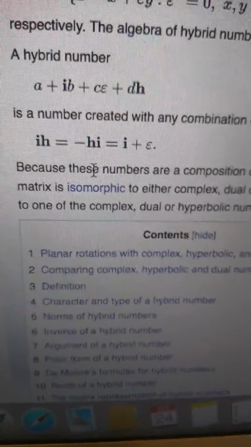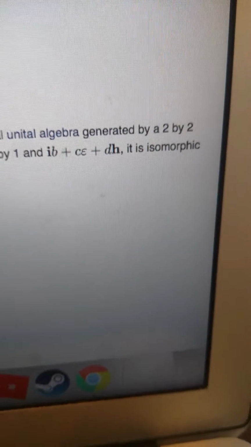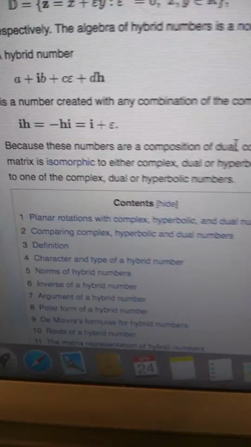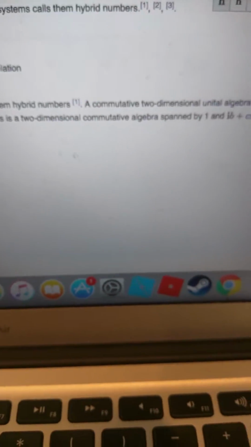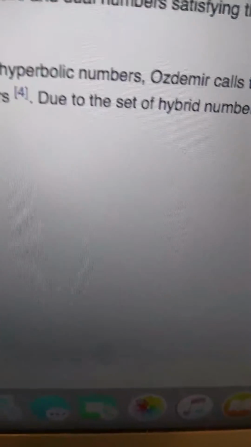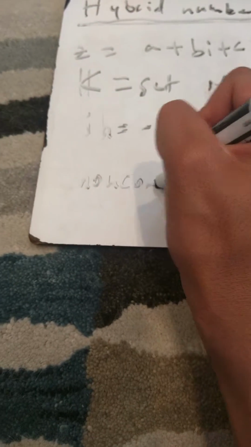Another cool thing I just saw, because these numbers are a composition of dual, complex, and hyperbolic numbers, Özdemir calls them hybrid numbers. A non-commutative two-dimensional unital algebra generated by a 2x2 matrix is isomorphic to the complex, dual or hyperbolic numbers. So what is it? Commutative. Let's see. Hybrid numbers form a non-commutative ring.